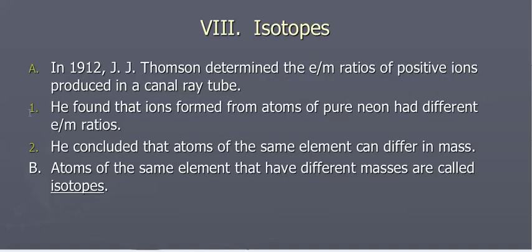Isotopes. In 1912, J.J. Thomson determined the charge-to-mass ratios of positive ions produced in the canal ray tube. He found that these ions of pure neon had different charge-to-mass ratios. Well, if they have the same charge, he determined that they must have different masses. And he called atoms of the same element that have different masses isotopes.